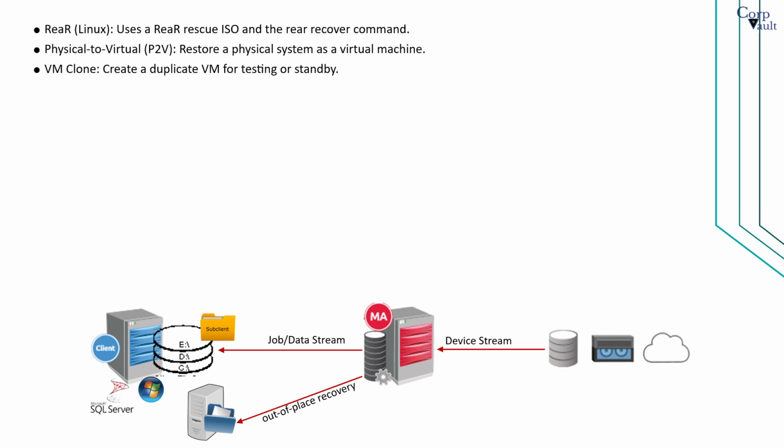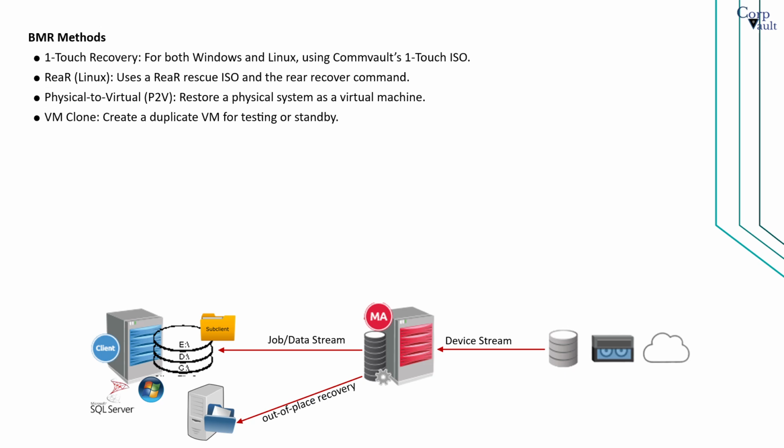Lastly, Commvault BMR methods that you should be aware of. One-touch recovery. For both Windows and Linux, using Commvault's One Touch ISO. ReaR for Linux uses a ReaR ISO and the rear recover command. Physical to virtual, P2V. Restore a physical system as a virtual machine. Virtual machine clone. Create a duplicate VM for testing or standby.